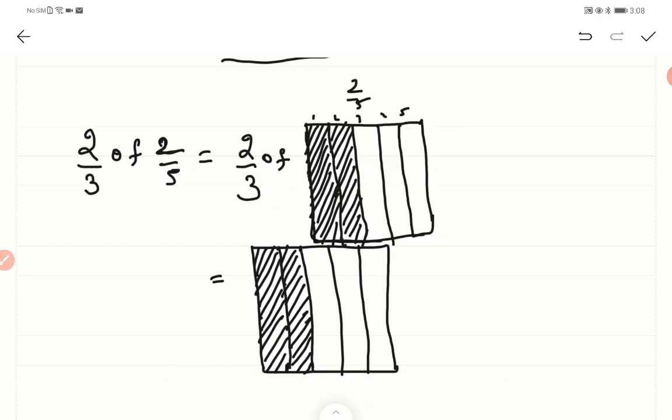So what does 2 by 3 mean? This is divided into 3 parts now. It should be equal parts.